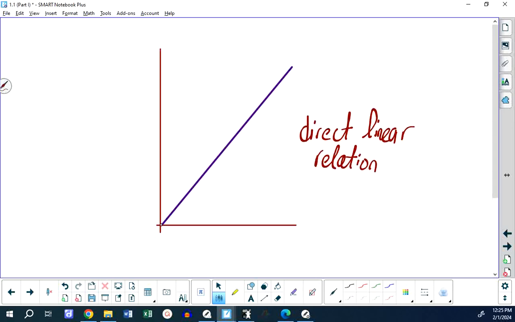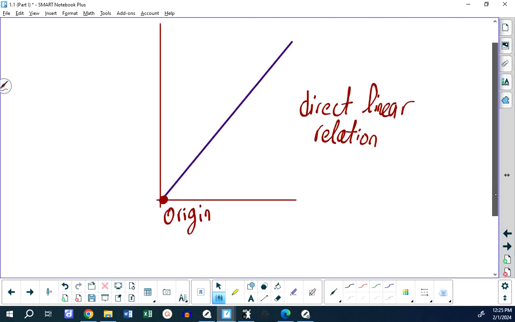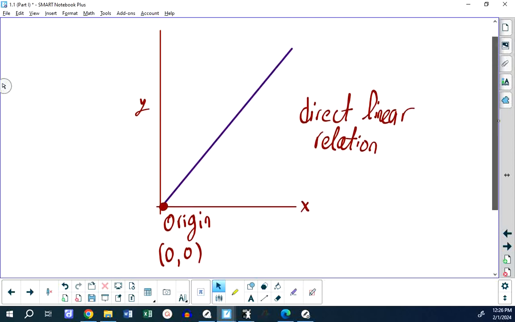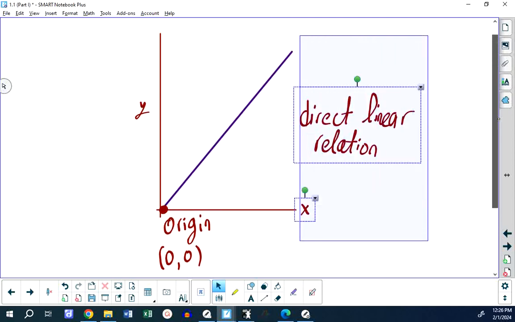The one we used in the example in our handout had to do with the cookie recipe and the number of grams of flour compared to the number of cookies that you could get. But this is called direct linear relation. So we need to know that this will go through the origin. The origin can be written as 0, 0. This is an x-coordinate. This is a y-coordinate. Now, I don't know what you remember. We're going to find out.